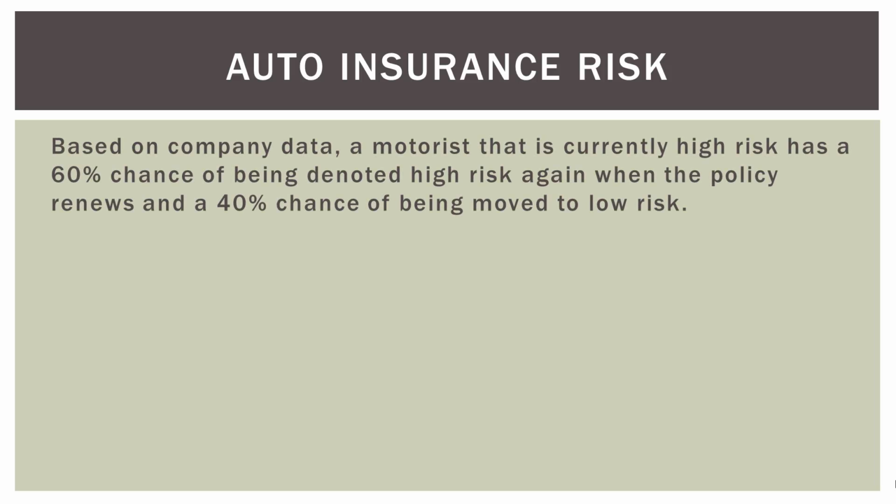Now, based on company data, a motorist that is currently high risk has a 60% chance of being denoted high risk again when their policy renews, and a 40% chance of being moved to low risk. So, let's say a motorist right now is high risk. When their policy renews, there's a 60% chance they remain high risk, or a 40% chance they go into the low risk group. If you notice, those percentages add up to 100. They have to go into one of the two groups.